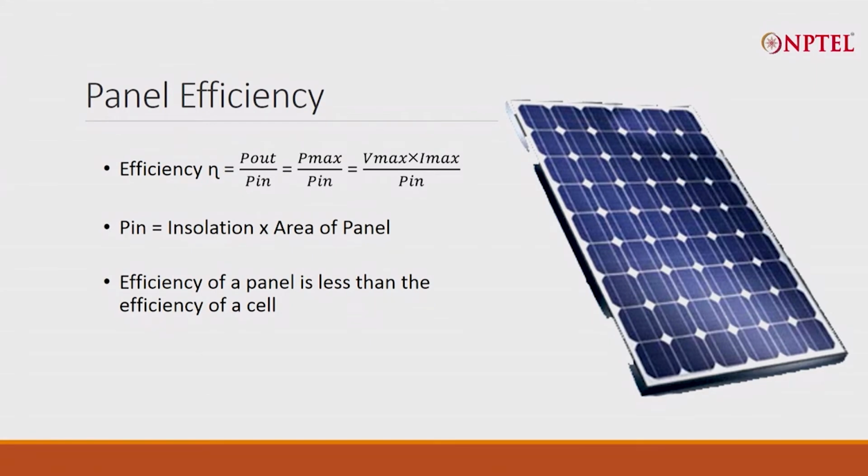There are a few important concepts that you must remember. First is the panel efficiency. If there is a power incident, what is the power out? Power out by P in is the efficiency, the 16, 17, 18% that we talked about. Power in is insolation into area of the panel. V max, I max by P in is always less than the efficiency of a cell. But if the cells are matched, you more or less will get the same efficiency.